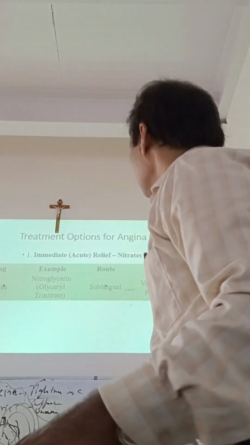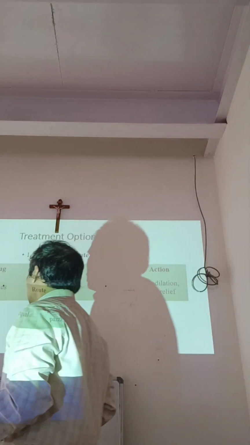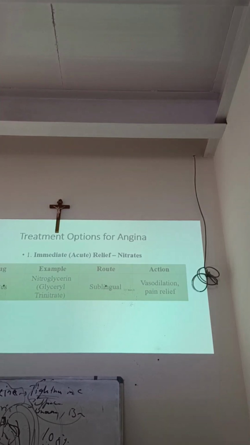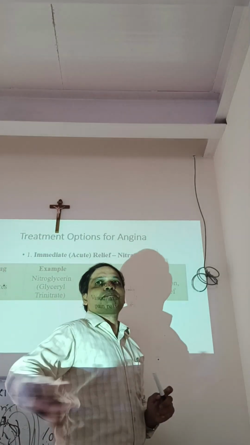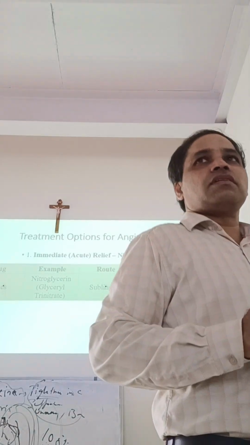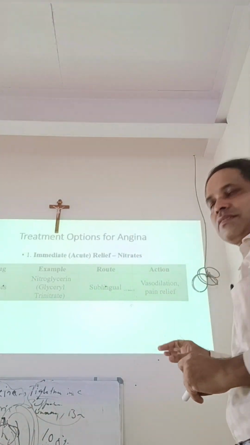So what is my topic? In your syllabus, they have given to deal with nitrates. The example is nitroglycerin or glyceryl trinitrate. All these 3 are the same. Nitrates is the class. Under this we have nitroglycerin. It is given sublingually; I told you the father will keep it below the tongue. Sublingual causes immediate vasodilation and pain relief. It is symptomatic treatment, not the treatment for the disease.